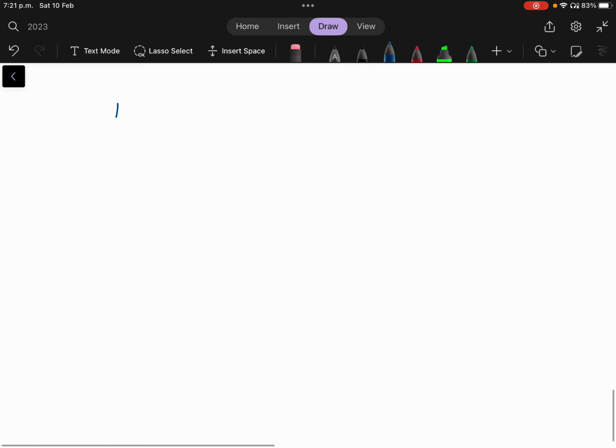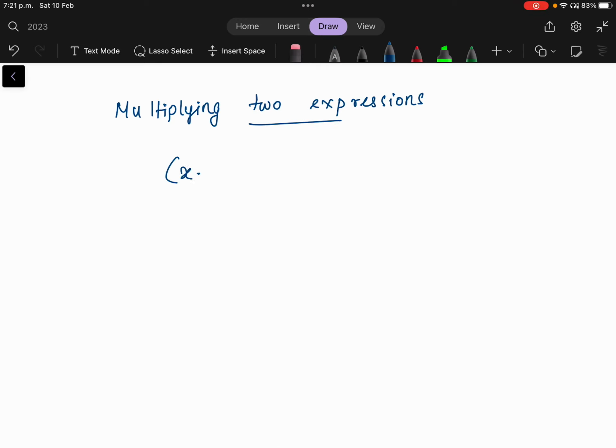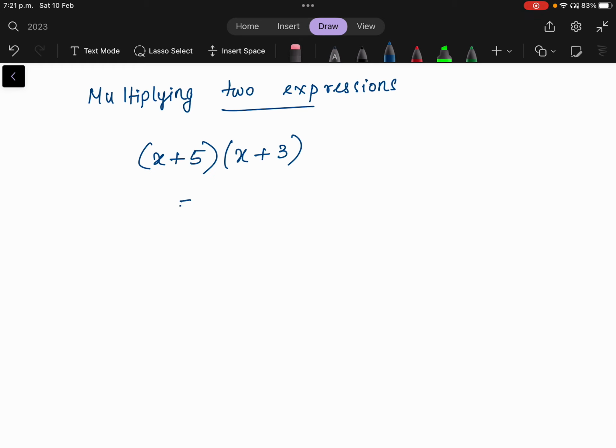Okay. Now the next topic is multiplying two expressions, which means there will be two expressions like this, x plus 5 times x plus 3. Okay, there are two methods here. I'll explain both the methods. The first method is you take the second term and write it two times, just a little far from each other. Then you take the first one and write it here, and then you take the second term, that is plus 5, and you write it here. Okay, now you know how to multiply this from the previous one.